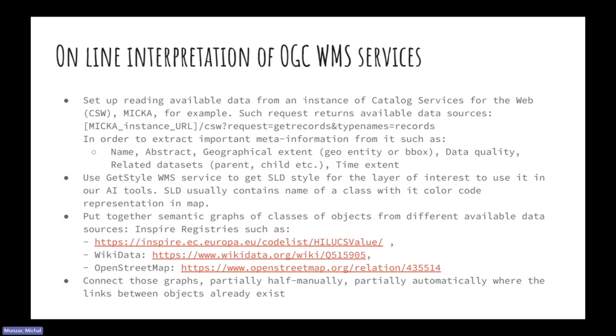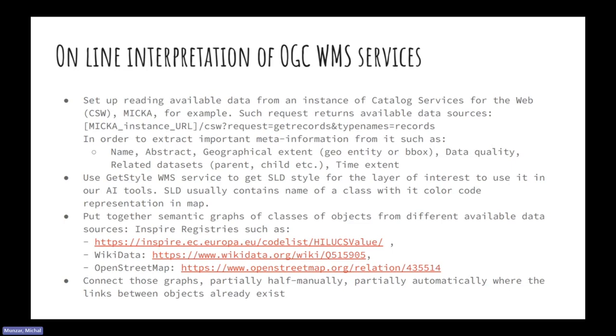Then another thing we had difficulty with before is providing styles for different classes to the GeoAI tool. So we have decided now to use the GetStyles request from the WMS service to get SLD styles, because basically all published WMS services have this ability to automatically generate information about classes in the form of SLD. SLD, for you to imagine, is something like an XML document which has information about the name of the class and which color is used to visualize it in the map.